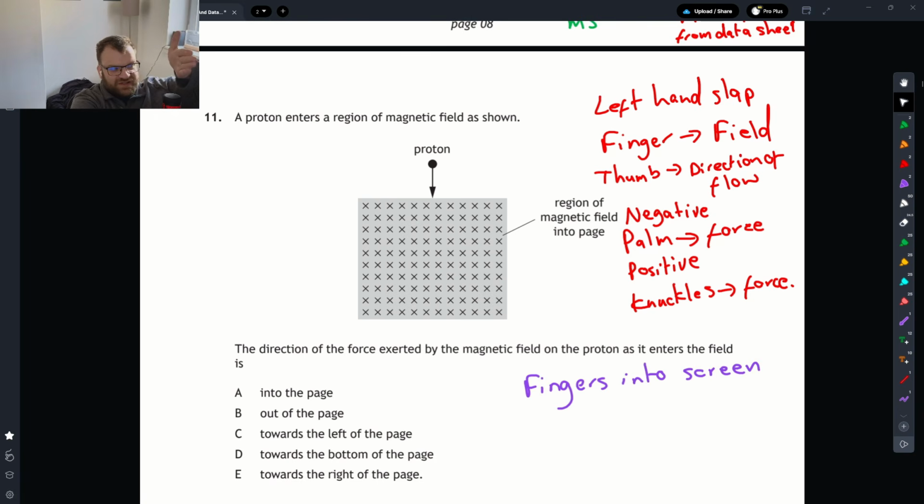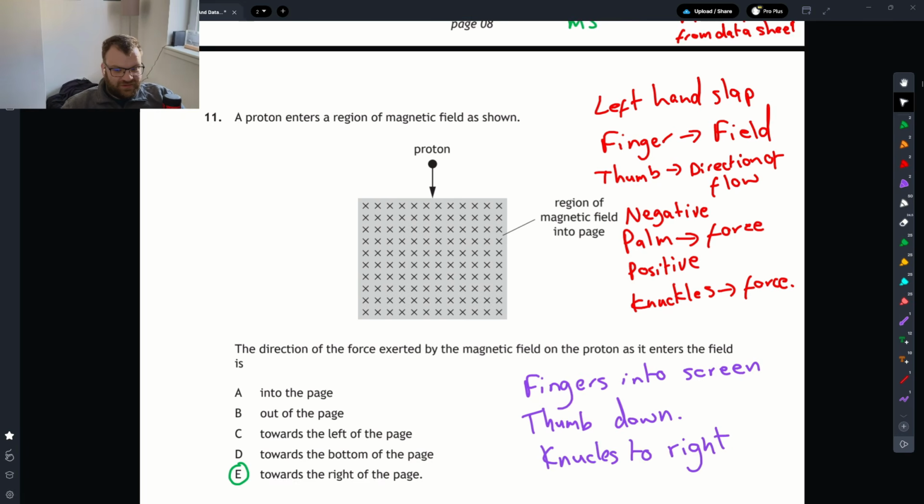With the fingers into the screen, so pointing towards the screen, the thumb is pointing down the way because the proton's moving from top to bottom on the screen. And then my knuckles are pointing, it's on the left in here, it's pointing to my right. As I'm looking at it, it points to the right hand side.